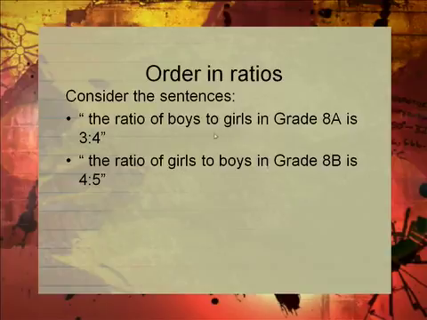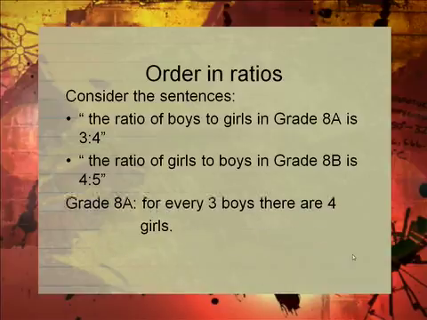Meaning this 3:4, we don't just take to be either boys or girls. So the order says boys will take this. Boys come first in this sentence. So 3 is related to boys there, and 4 is for girls. Whereas in this sentence, 4 is for girls and 5 is for boys. Okay, look at the order.